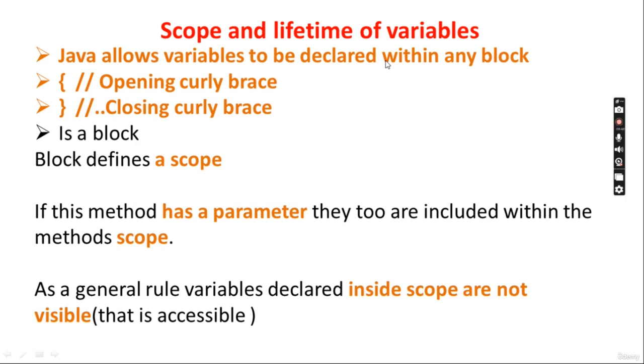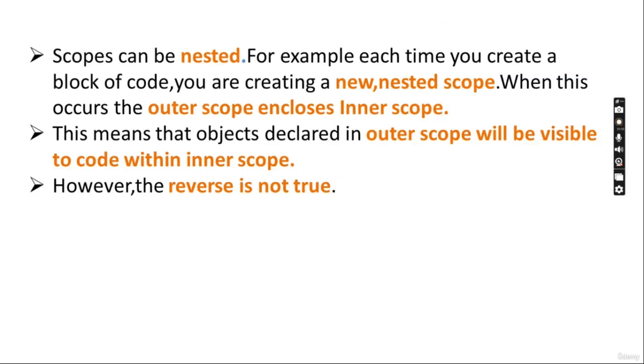If this method has parameters, they too are included within the method scope. As a general rule, variables declared inside are not visible outside. That is, whatever you declare inside this opening and closing curly brace will not be visible or accessible outside of this after the closing curly brace. We will see one example for this.